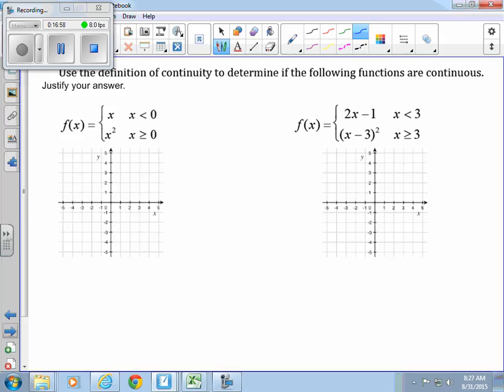So what about over here? For x less than 0, it's the line y equals x. What is the line y equals x? This, right? Except I'm only going to draw this side.